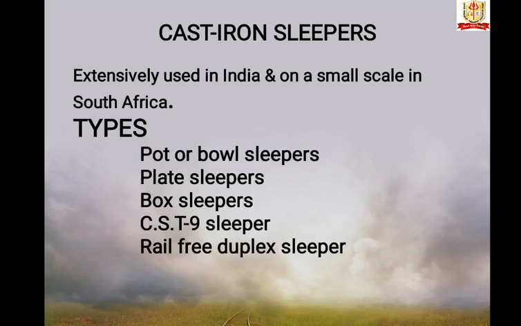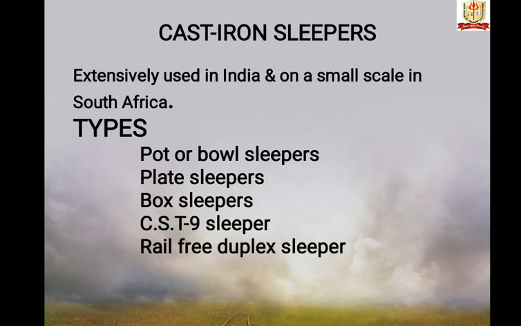Next type is cast iron sleeper, extensively used in India and on a small scale in South Africa. Types of cast iron sleeper are pot or bowl sleeper, plate sleeper, box sleeper, CST-9 sleeper, rail free, and duplex sleeper. The sleepers made of cast iron are known as CI or cast iron sleepers.